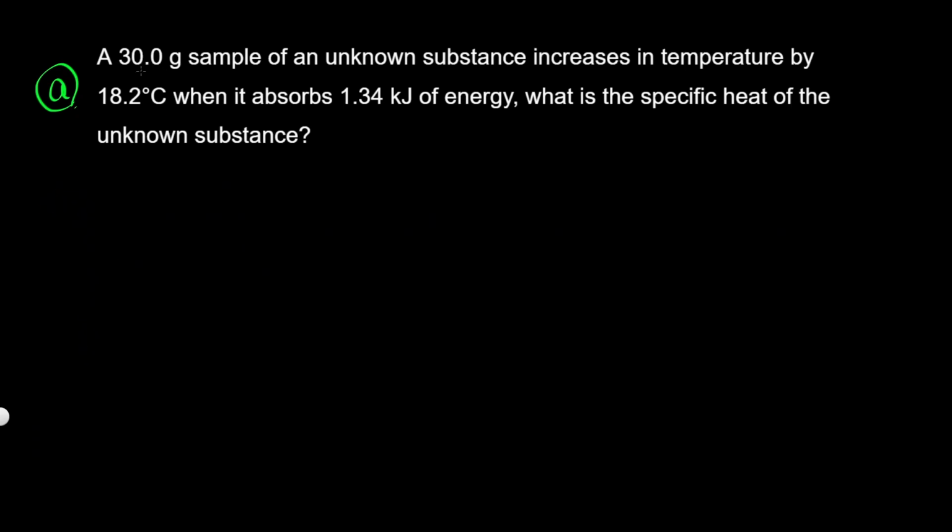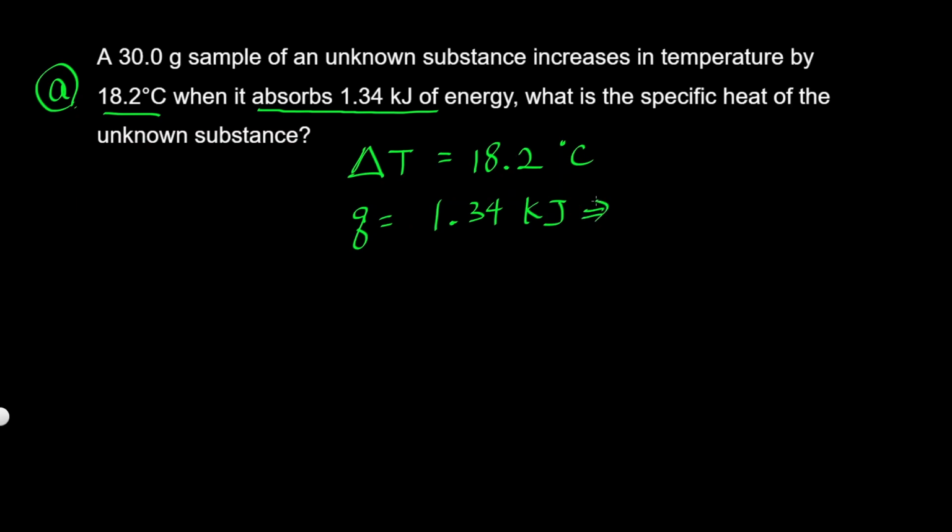Here we have 30 grams of sample. It's an unknown sample, and it increases the temperature by 18.2 degrees Celsius. So the change in temperature is positive because it goes up 18.2 degrees Celsius, and it absorbs that much energy. If it absorbs it, Q is going to be a positive value, 1.34 kilojoules. Let's change it to joules. Multiply by 1000, so it's 1340 joules. So we have the Q value here.